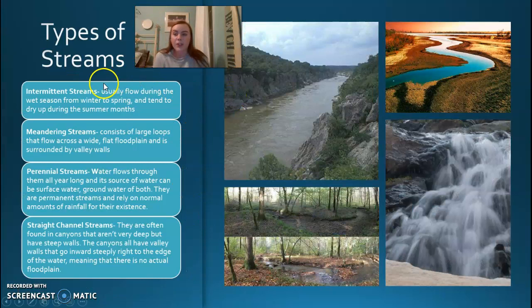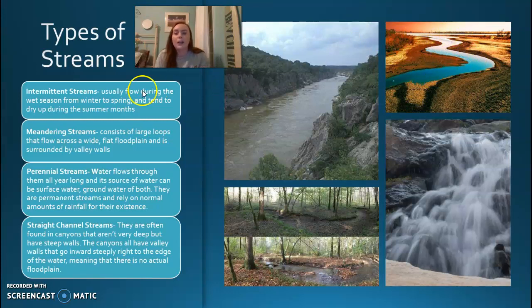For the 5th type of stream, we have the intermittent stream, and it usually flows during the wet season from winter to spring, and it tends to dry up during the summer months when it gets really hot. And here we have the meandering streams, which consist of large loops that flow across a wide flat floodplain and are surrounded by valley walls, and that can be seen right up here in this one with the big large loops.